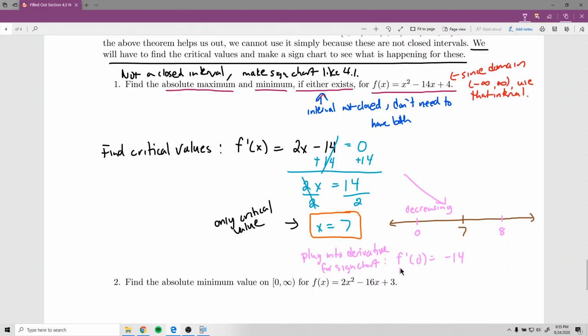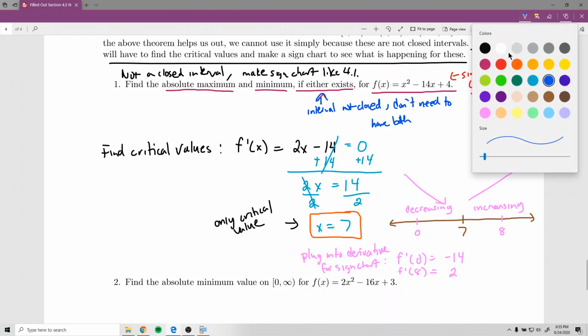If we plug in 8 for x, we get 2 times 8, which is 16, minus 14, which is 2. And that is positive. Positive derivative means it's increasing. So it's going back up.